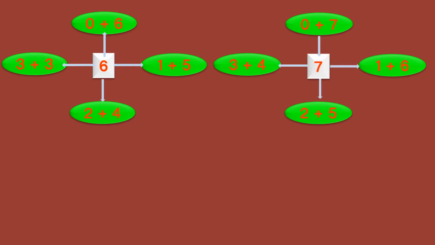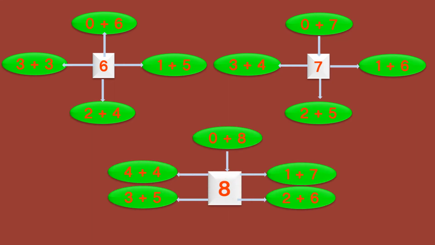We'll get another one, 7. Now 0 plus 7 is 7. 1 plus 6 is equals to 7. 2 plus 5 is also equals to 7. 3 plus 4 is also equals to 7. Then when we consider 8, 0 plus 8 is 8. 1 plus 7 is also 8. 2 plus 6 is also 8. 4 plus 4 is also 8. Finally, 3 plus 5 is also 8. So, now these bonds are called additive bonds.